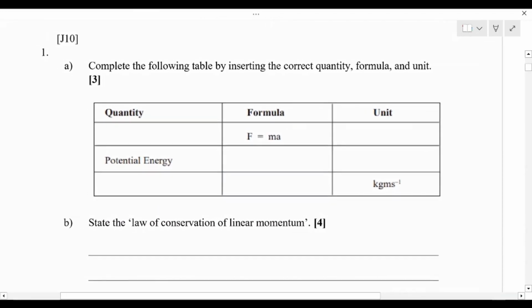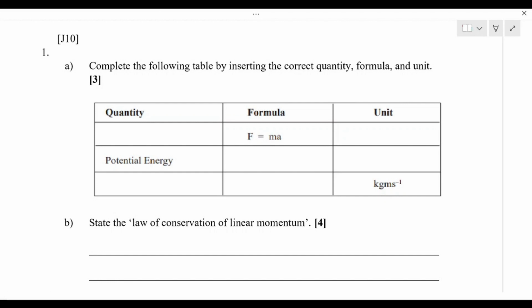We're given the formula F is equal to ma, and we know from Newton's second law that force is equal to mass times acceleration. So the quantity is force, and the unit is newtons. The SI base unit equivalent, when you multiply mass in kilograms times acceleration in meters per second squared, is kilogram meters per second squared.